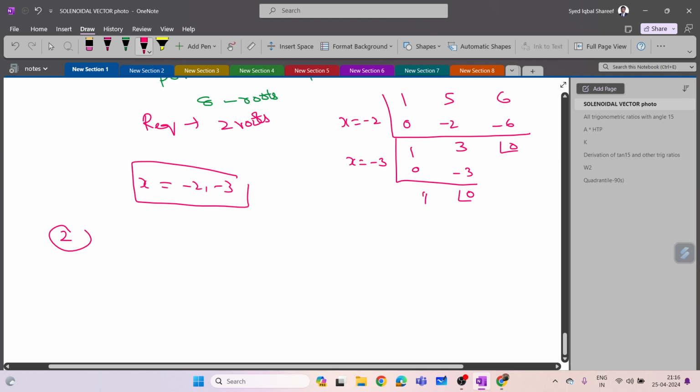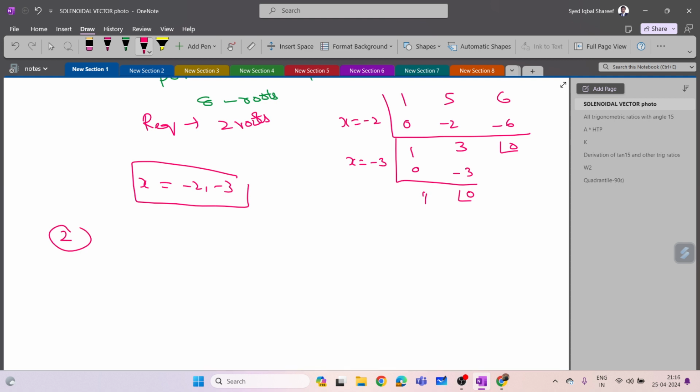One more example. A simple case I will take. Solve, or find the possible roots of, 4x square minus 8x plus 3 equal to 0.